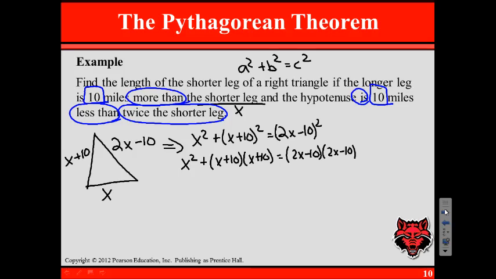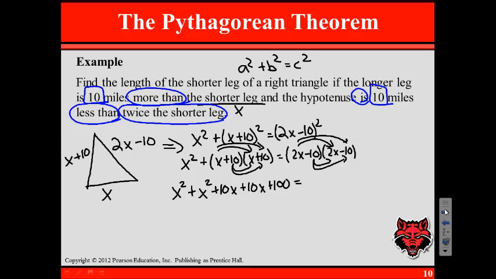Anytime we have a binomial times a binomial, we FOIL. So I'll write down x squared plus, we FOIL, and we multiply the two binomials. So we draw our FOIL arrows, and that gives us x squared plus 10x plus 10x plus 100 equals, we do the same thing on the other side. We're multiplying two binomials, so we need to FOIL. And that gives us 4x squared minus 20x minus 20x plus 100. At this point, we want to combine like terms on the left side and the right side. So I have x squared and x squared, which gives me 2x squared.